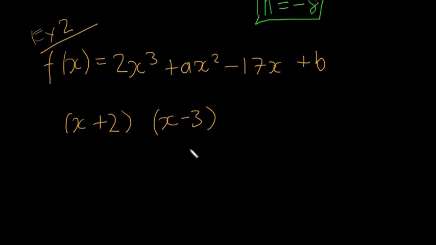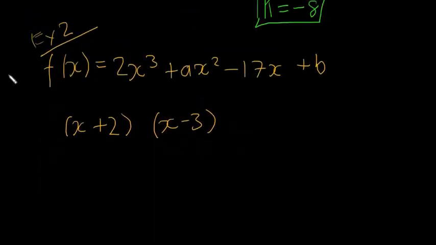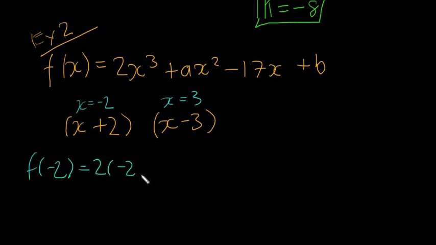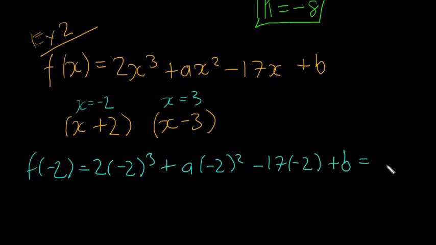So I'll jump right in. Hopefully we have enough space, I'll try and be conservative with it. If x plus 2 is a factor, we know that x equals minus 2 is our root, and in this case x equals 3 is our root. So we're going to sub it into all of the different x's. Just like this, f of minus 2 is equal to 2 times minus 2 cubed plus a times minus 2 squared minus 17 times minus 2 plus b is equal to 0.